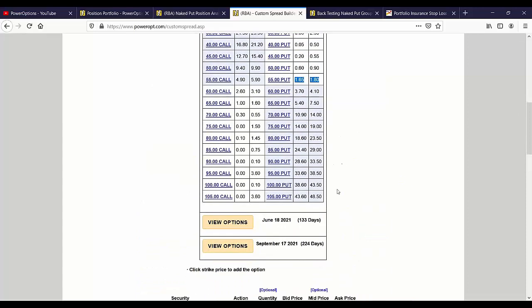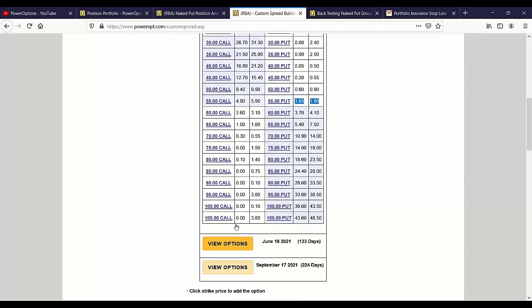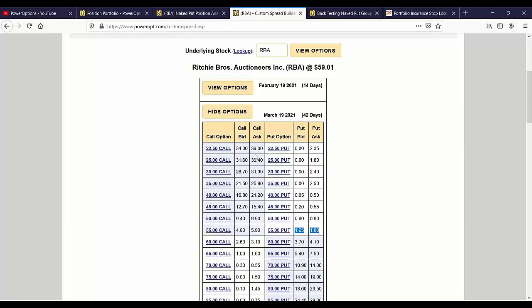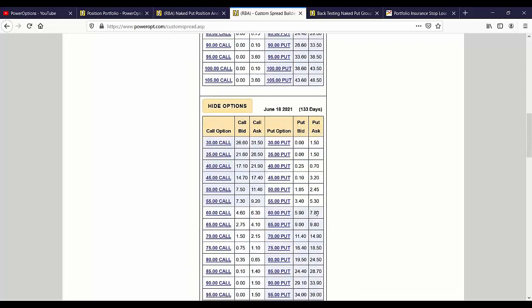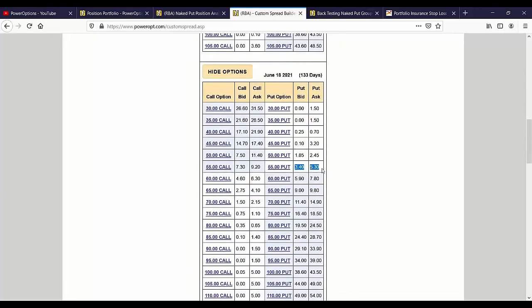55 for March doesn't satisfy it. Next available cycle, that's the problem. Next available cycle is June. Once we cross February expiration, we'll have April's available. So June here, hey, that would give it to us. This would be one you could roll to, but it's another 133 days out.